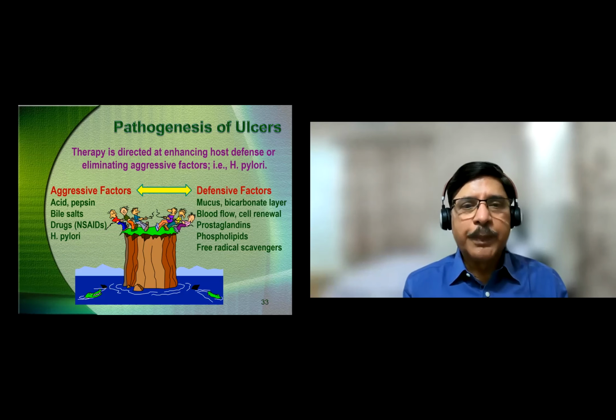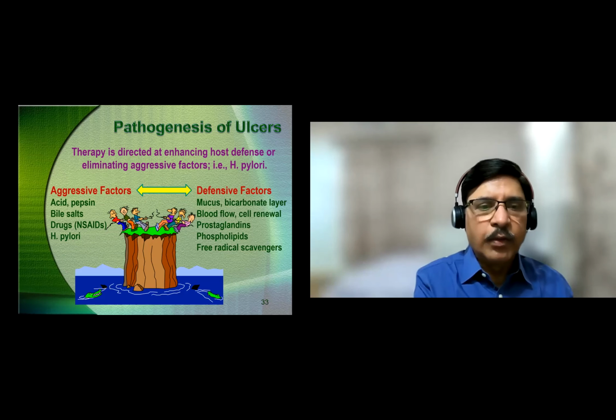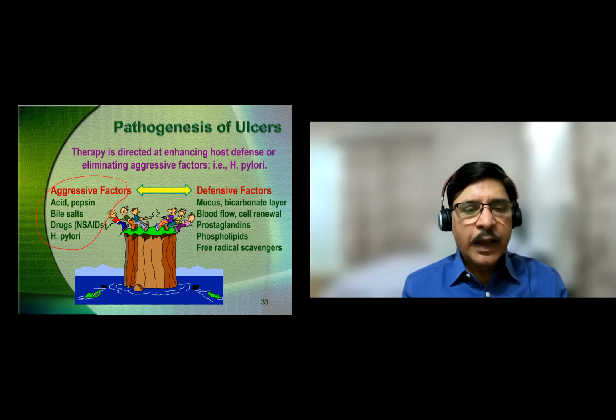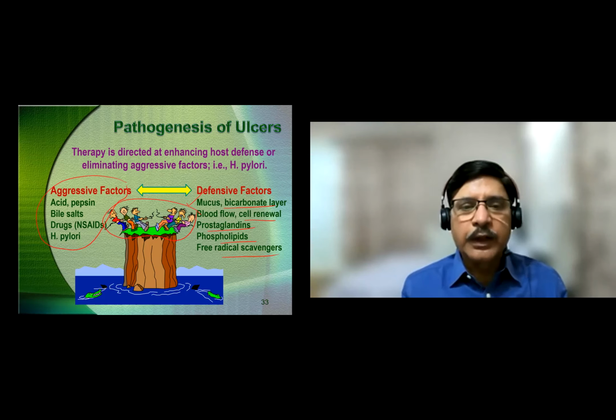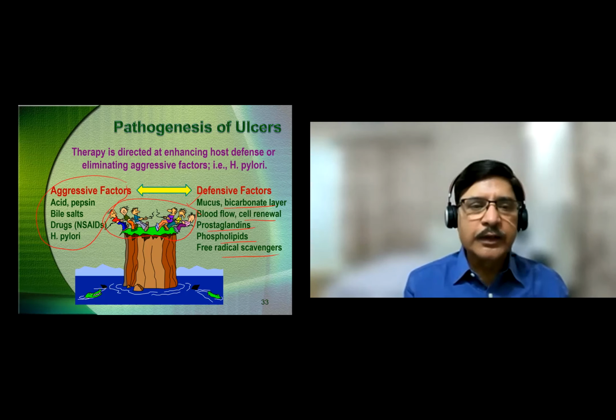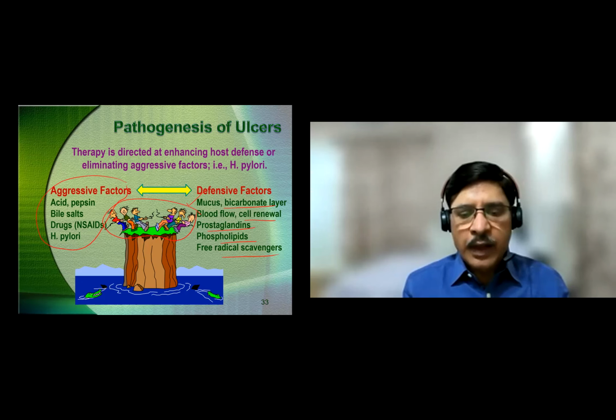So the pathogenesis of ulcers. The aggravating factors are acid, pepsin, bile salts, NSAIDs, and H. pylori. The defensive factors are mucus, bicarbonate, cell renewal, prostaglandins, phospholipid, and free radicals. There's a tug of war going on between the protective, defensive factors and the aggressive factors. The outcome of the tug of war decides whether the patient will be protected or will develop ulcer disease.